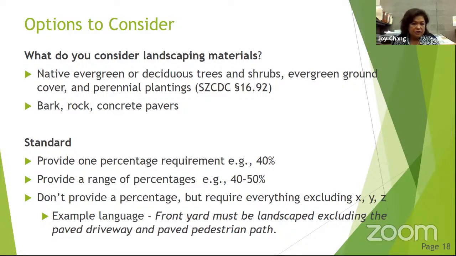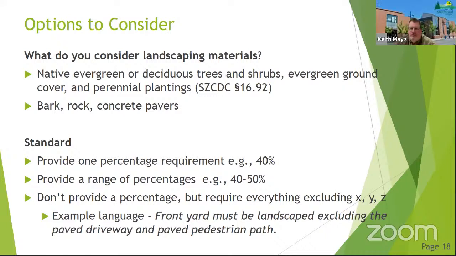The materials. And then the other standard is we could either provide a percentage requirement, have 40% of landscaping, or a range of 40 to 50%, or don't provide a percentage, but require everything excluding X, Y, and Z. Like the example I said, front yard must be landscaped, excluding paved driveways and paved pedestrian paths. Doug?